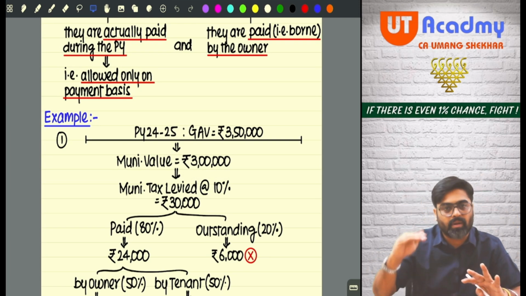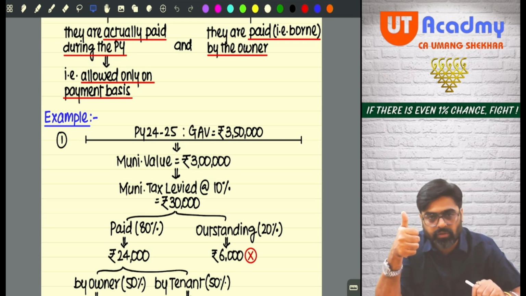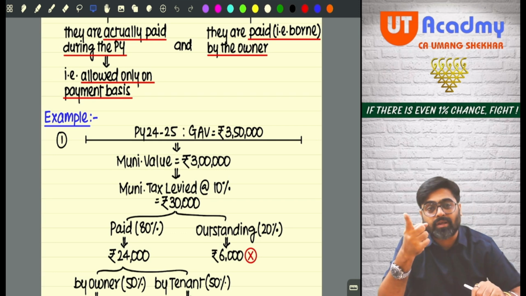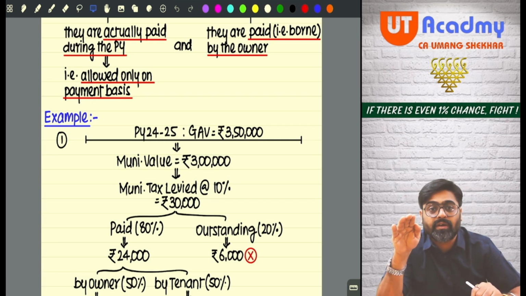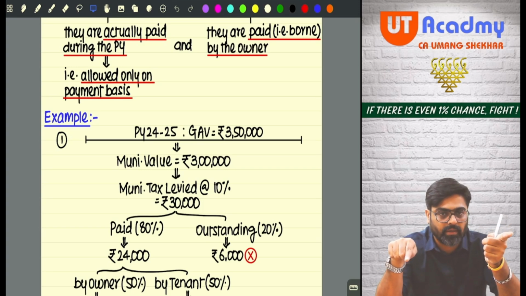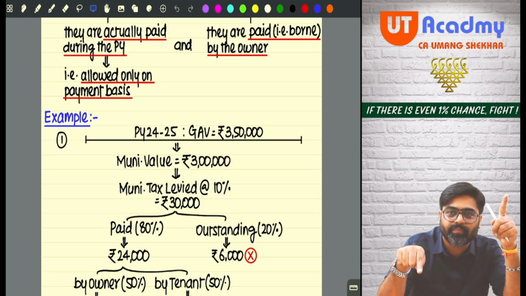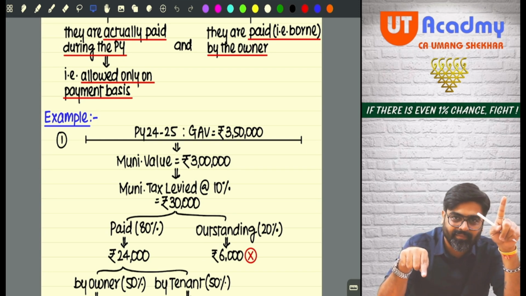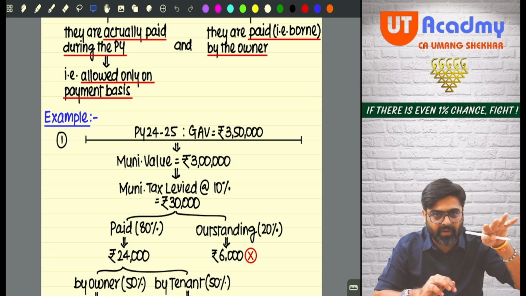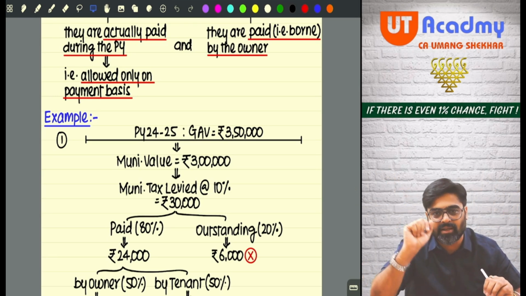Friends, if you remember the format, we take municipal value or fair rent, whichever is higher. That higher amount is compared with standard rent, whichever is lower is expected rent, then expected rent is compared with actual rent, then you get what? GAV. So GAV is 3,50,000 after all this exercise. But while calculating that GAV, what was the municipal value? It was only 3 lakhs.